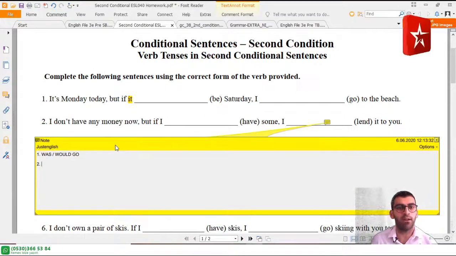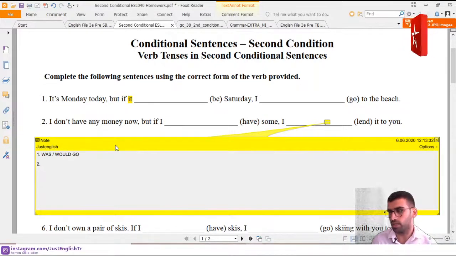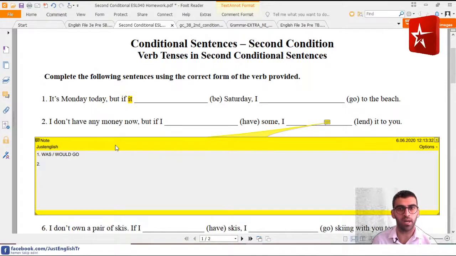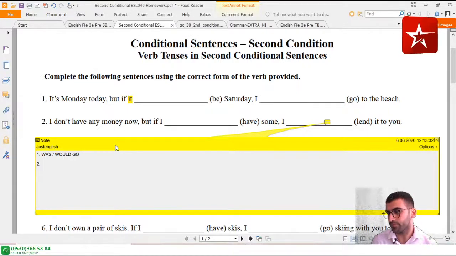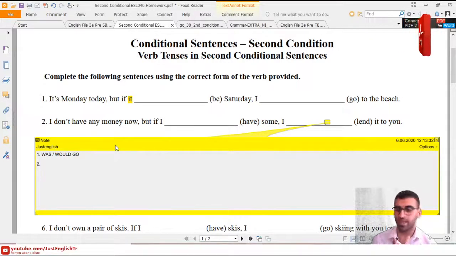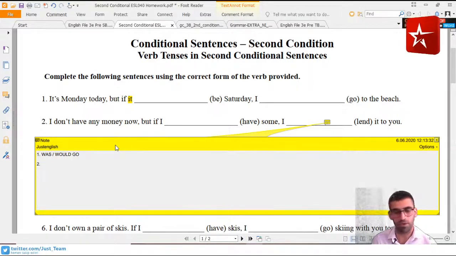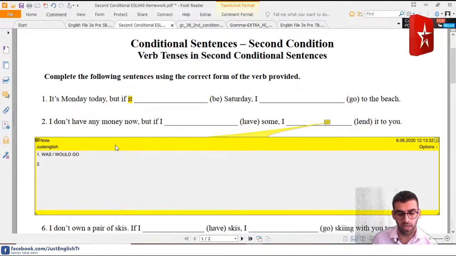I don't have any money now. Okay, I don't have any money now. If I blank some, I blank it to you. So for the blanks, we have to change the verb, or we don't have to change the verb. It is up to you. It depends on you which one should be used here. You have to make the decision.